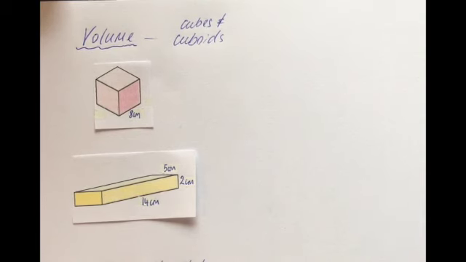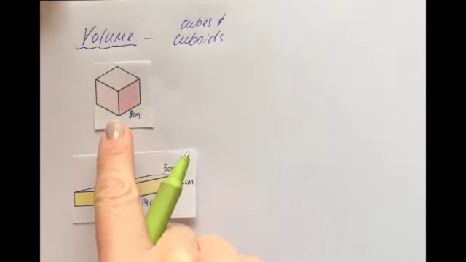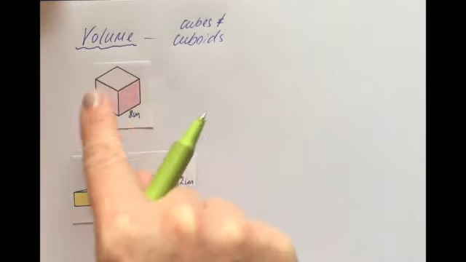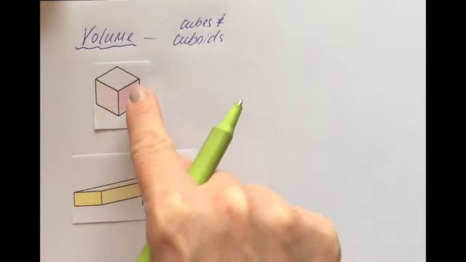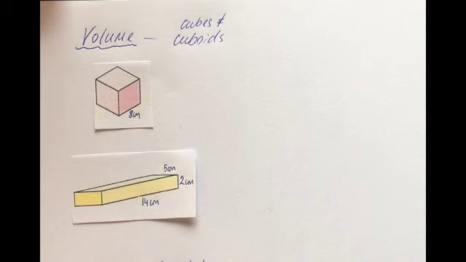So in this video, we're going to look at volume, and in particular, volume of cubes and cuboids, okay? So the first shape I have here is a cube, of course. You've got a 3D box-like shape. It's a cube because all of the sides are equal.